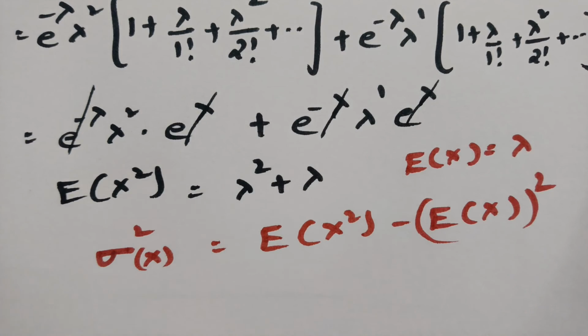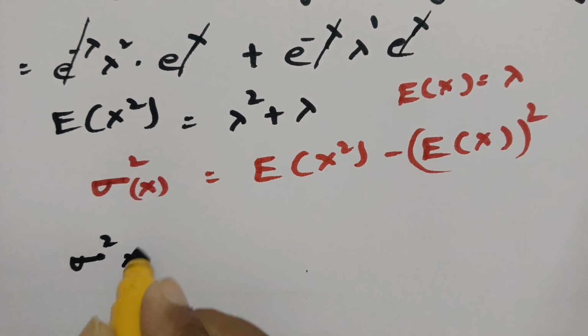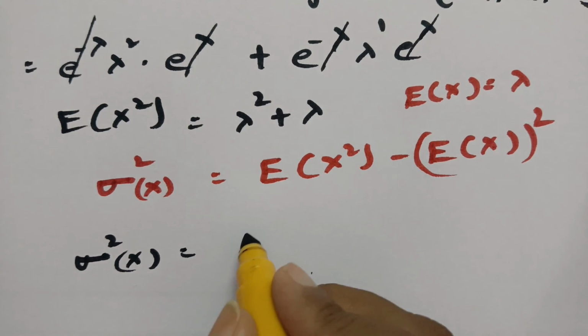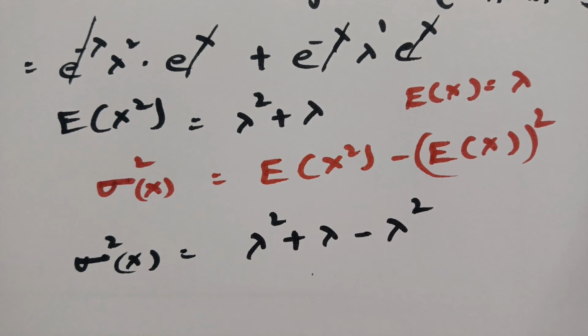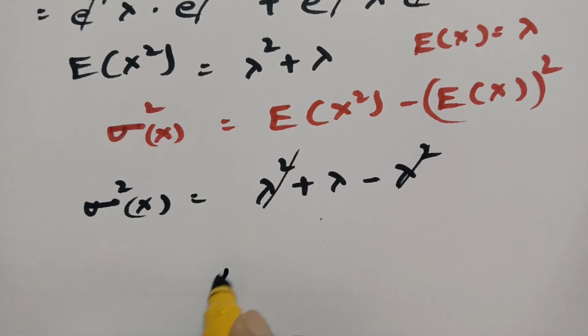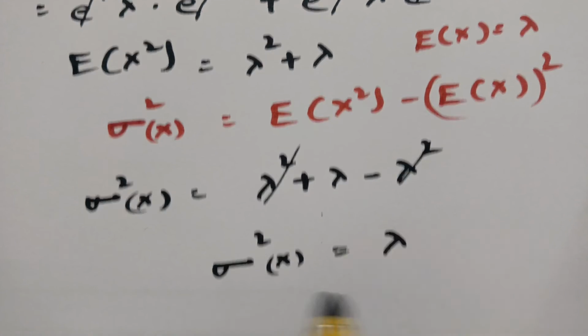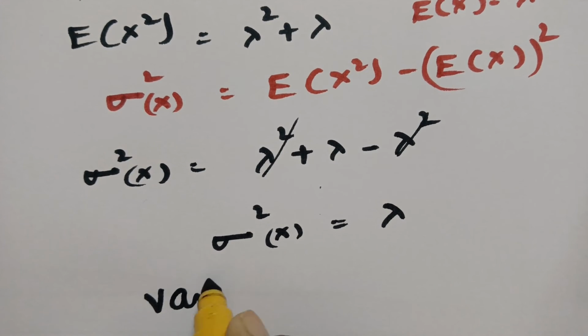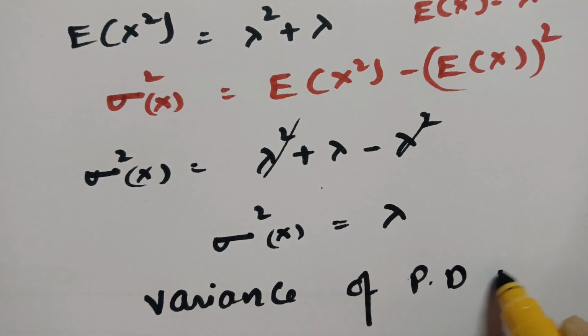So both the values we have, now I am going to substitute this one, that is sigma square of x equal to e of x square, which is nothing but lambda square plus lambda, minus lambda square. So this is lambda whole square. If I cancel this one, I got the variance of the Poisson distribution as lambda. Therefore, the variance of the Poisson distribution is lambda.